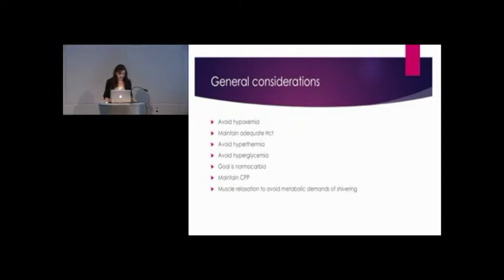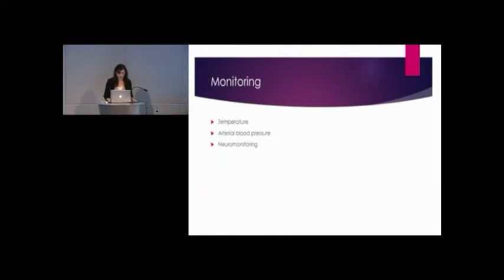Certainly want to avoid hypoxemia, maintain an adequate hematocrit, avoid hypothermia, which is going to be one of the most deleterious factors in terms of brain function and damage. Avoid hyperglycemia, as mentioned. Our goal is to maintain normal carbia, and we definitely want to maintain a cerebral perfusion pressure that's going to keep our brain in an autoregulation curve. We might also consider muscle relaxation just to avoid the overall metabolic demands of shivering.